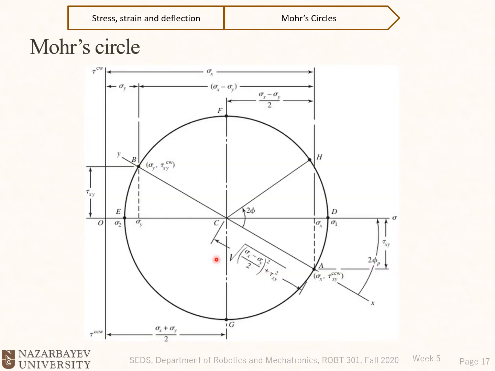Okay, so what is Mohr's circle? We'll go slide by slide and see how we construct Mohr's circle, but here is a brief introduction on this slide. On the horizontal axis, we have normal stress, sigma, and on the vertical coordinate axis, we have tau, or shear stress.